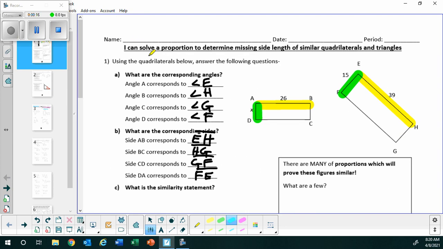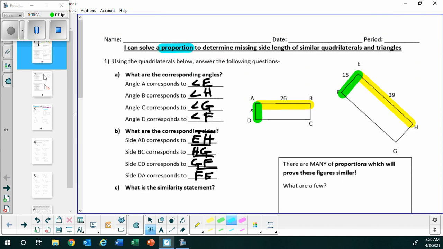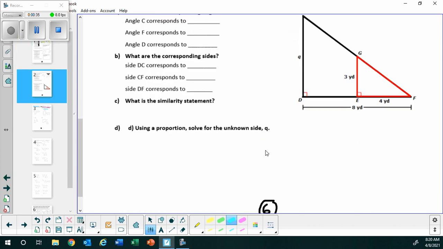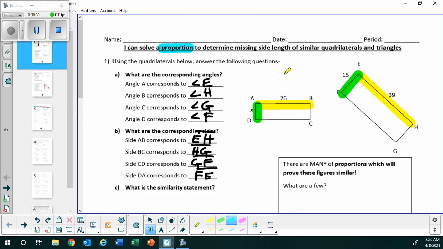Today we're going to be talking about how to use our proportions, which we've definitely covered in the past, and I'll be reviewing a little bit today. We're going to use those proportions to find a missing side when we're looking at similar quadrilaterals and then triangles. We're going to start with quadrilaterals here on the front, and then when we go to page 6, we're going to be talking about similar triangles. So we've already covered what the definition of similar is. It means they have the same shape, but they're just a different size.